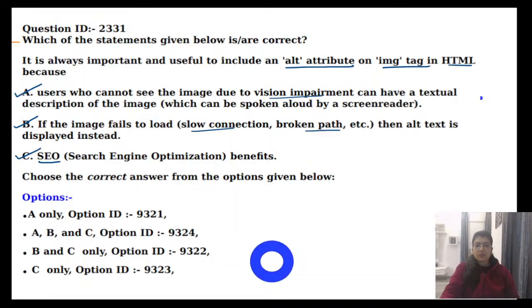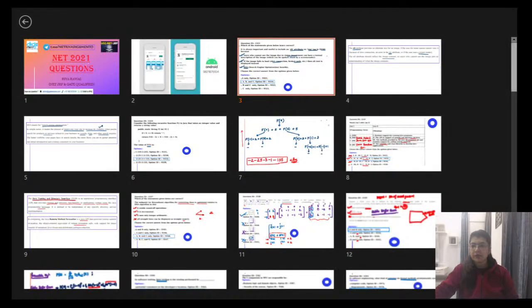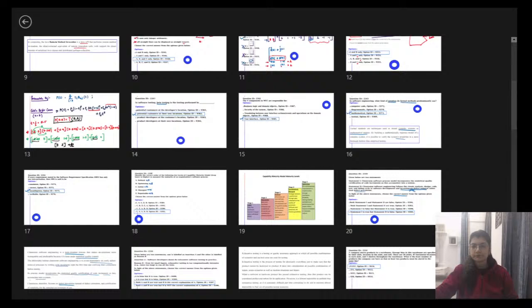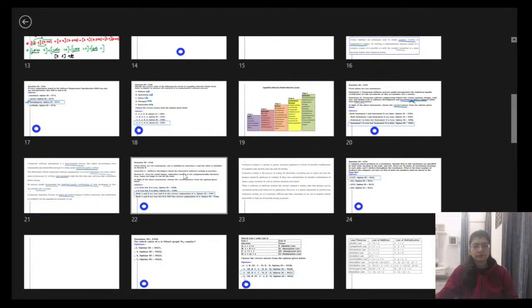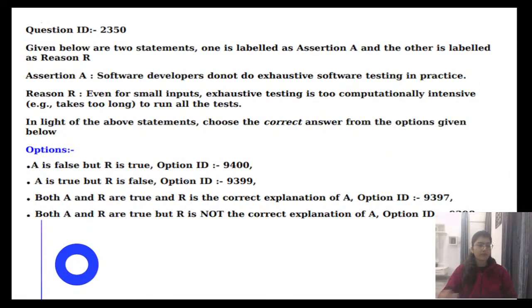Chalo. So yesterday we have discussed these questions. I'll directly come to the question from where we have to start. So this is the question that we have to start with, right? The question is from your software engineering. They are saying that given below are two statements. One is labeled as assertion and another one is labeled as reason.